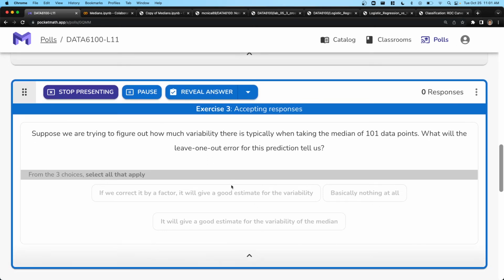So we're trying to figure out how much variability there is in the median. That's what we want to know. So we have the actual median from our data set. We want to know how far that is from the true value. And we have 101 data points. And we calculate the leave one out error. So what's going to happen?